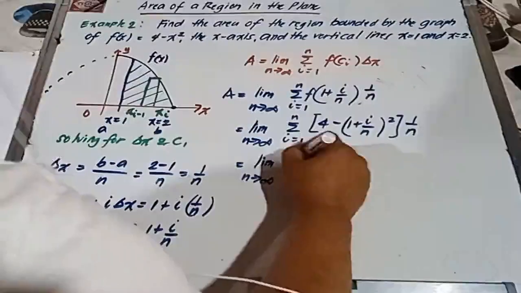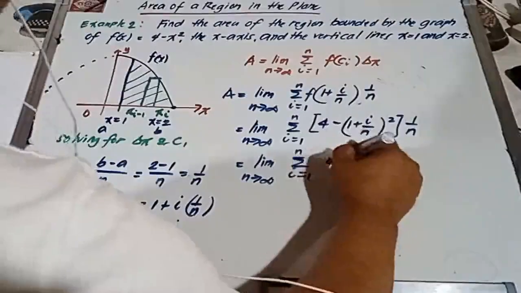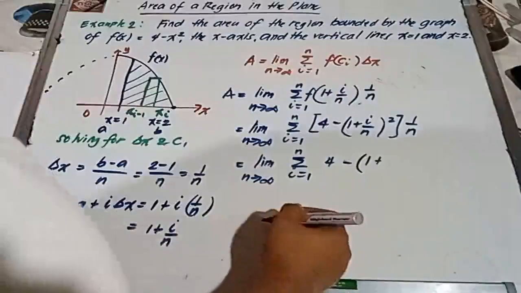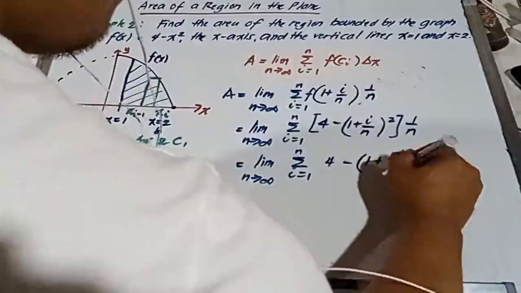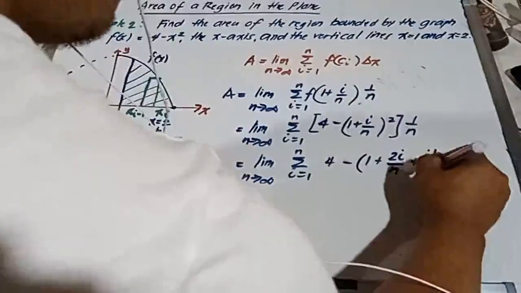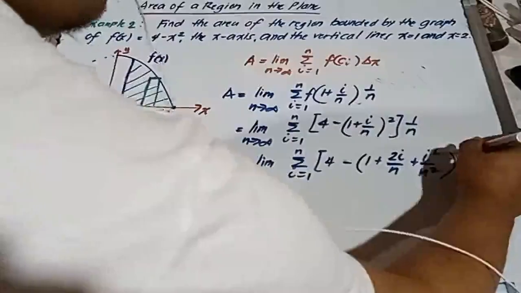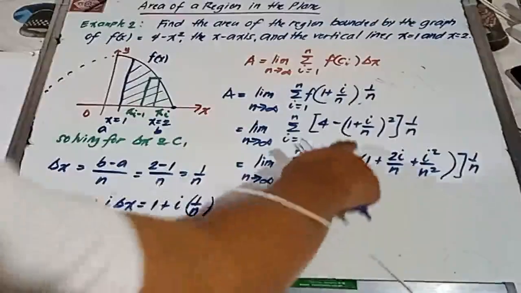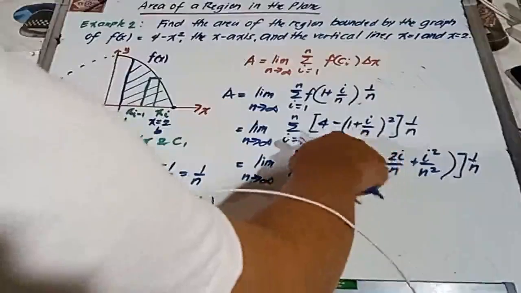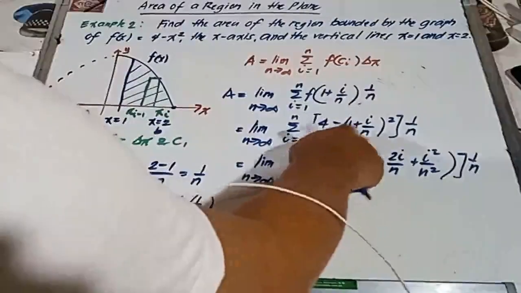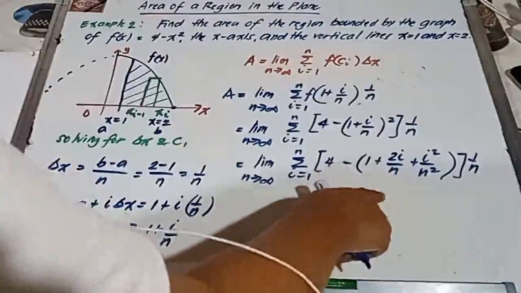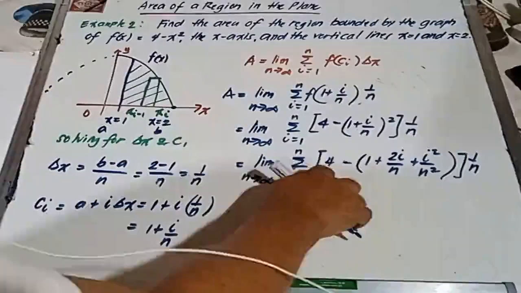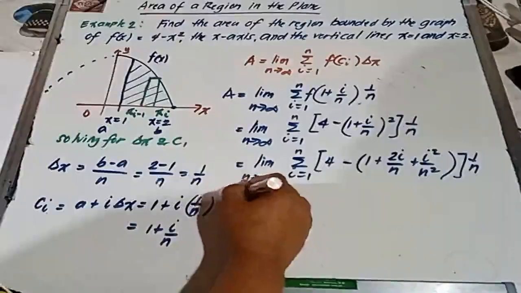So, this one is summation of i equals 1 to n, 4 minus quantity 1 plus 2i over n plus i squared over n squared, times 1 over n. Kung tandaan nyo yung square of the sum of two terms, square of the first term plus twice the product of these two. So 1 times i over n is i over n times 2 is 2i over n. Square of the second term is i squared over n squared. Now, 4 minus 1 is 3. So may matitira na lang doon.